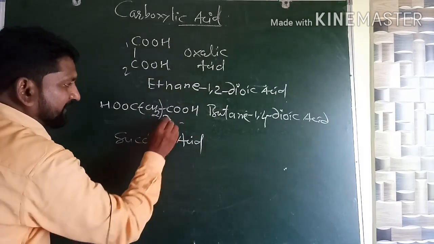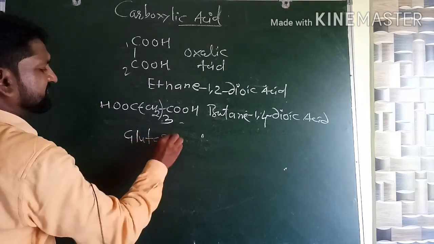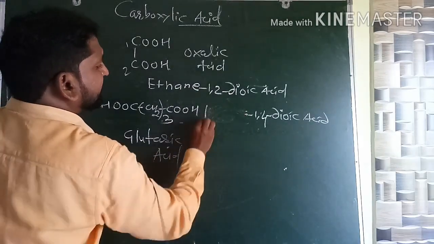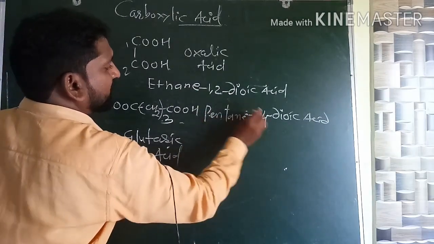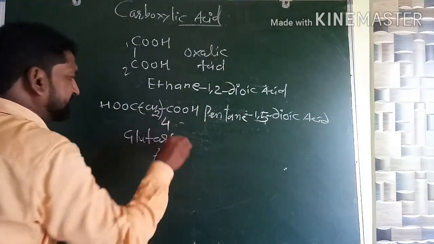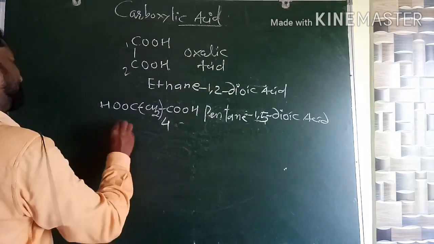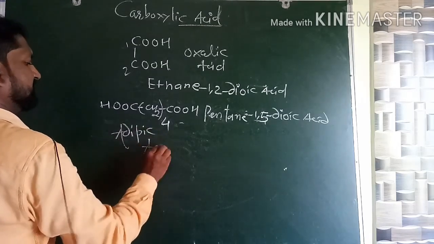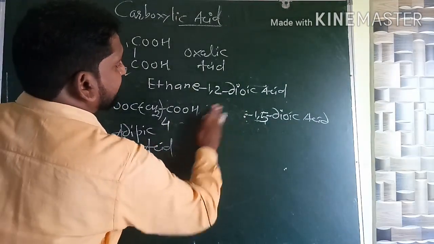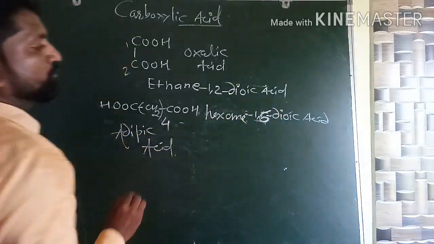If I increase one more carbon atom, one more methylene group, it will become what? Glutaric acid. These are the common names. Here, after butane it will be pentane, and position is now 1,5-dioic acid. If I increase another methylene group, another carbon atom, it will be adipic acid. Instead of pentane, there will be hexane, and here 1,6-dioic acid.